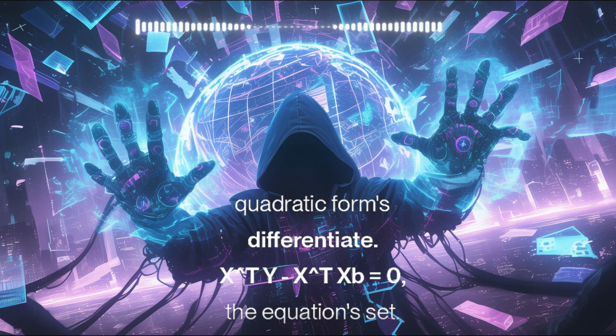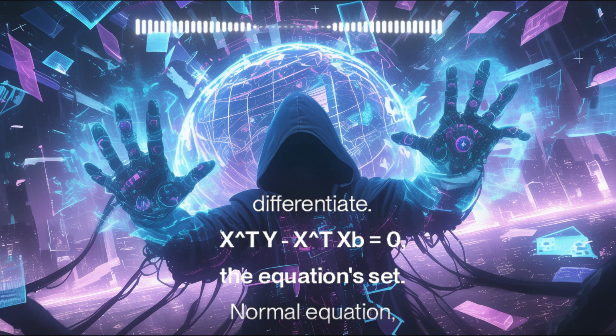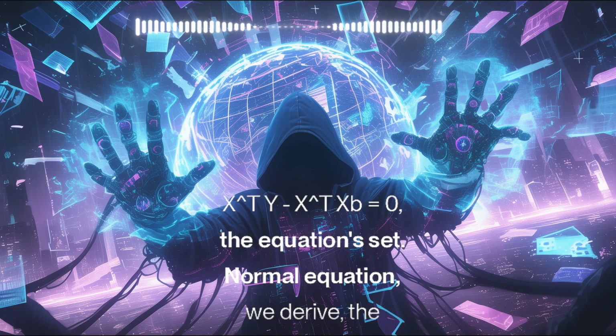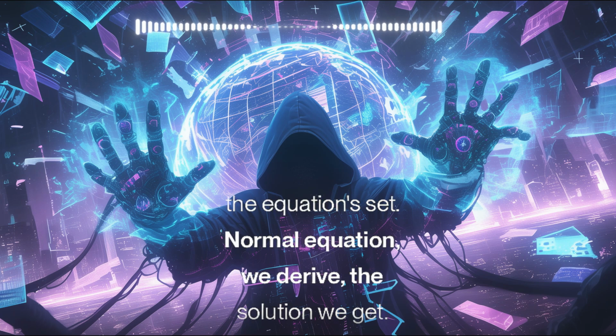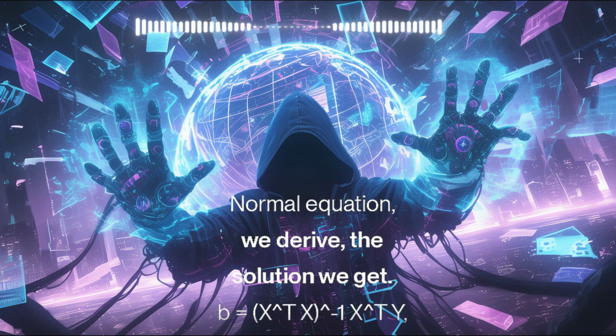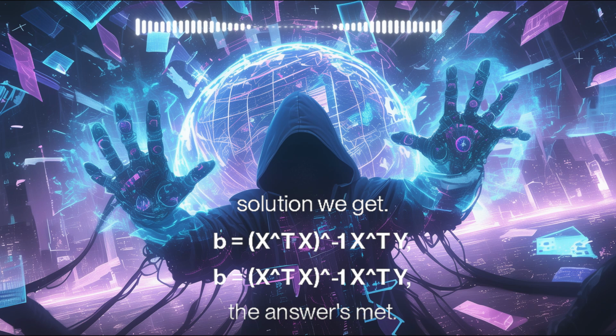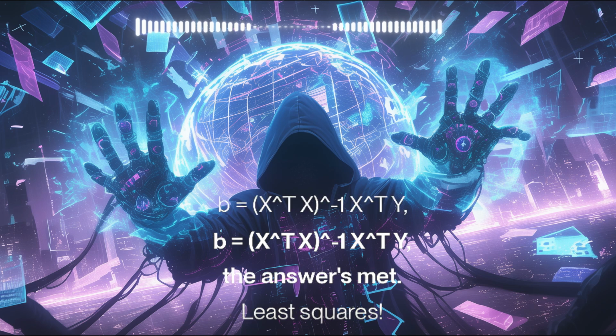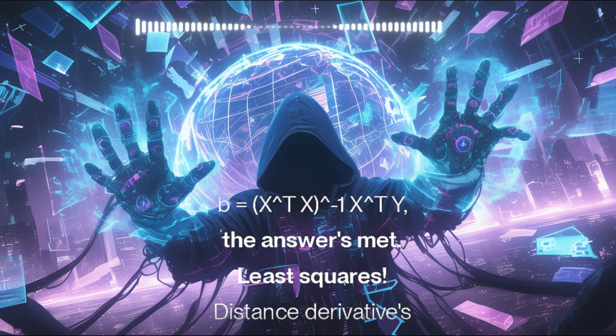Quadratic forms differentiate. x transpose y minus x transpose x beta equals 0. The equation's set. Normal equation we derive, the solution we get. Beta equals x transpose x inverse x transpose y. The answer's met.